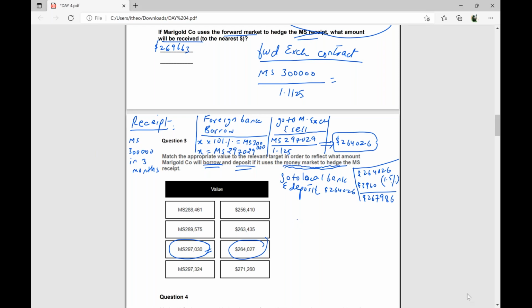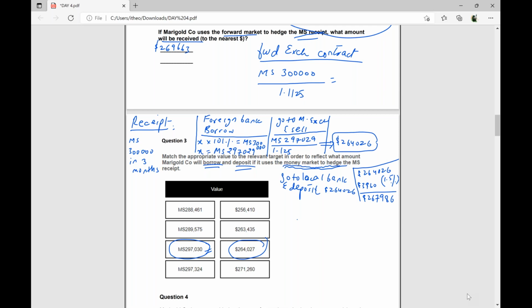Okay, one student is asking to repeat the first and the last step. So the first step is whatever receipt is coming, borrow a lesser amount, X, from the foreign bank. How much lesser? So that when interest is charged, it becomes equal to the exact amount. You are receiving 300,000 shillings, so borrow a lesser amount X, so that when interest is charged, it becomes equal to 300,000. If you see, the shillings borrowing interest is 4%. So for 3 months, it's 1%. X into 101% is 300,000. So you should borrow 297029. Okay.